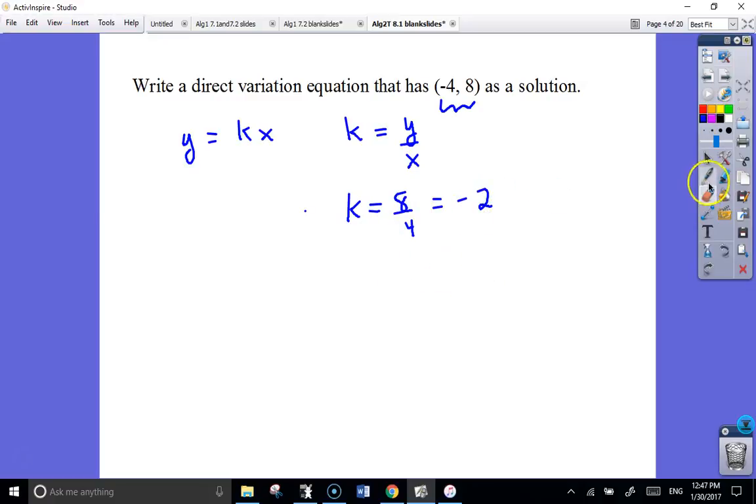Oh, that should have been in there. Sorry, that was not a stray mark. Okay, so now that we know what the k is, we can update our variation. Y equals -2 times x.